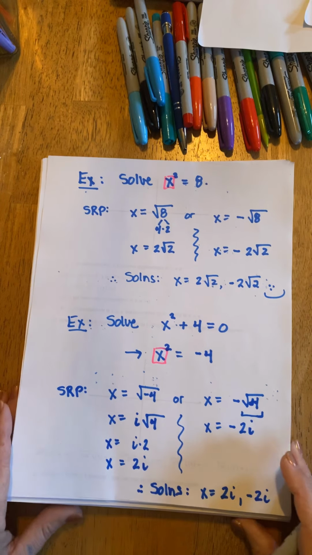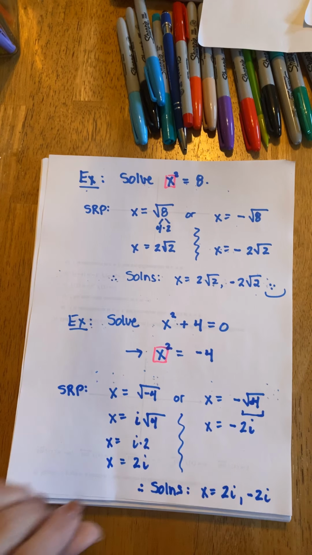So there is the most basic explanation, or the most basic examples using the square root property. It definitely gets more difficult, so we will work on that in a second.